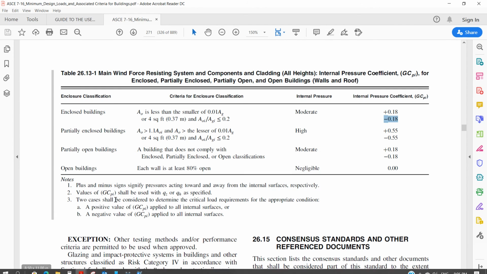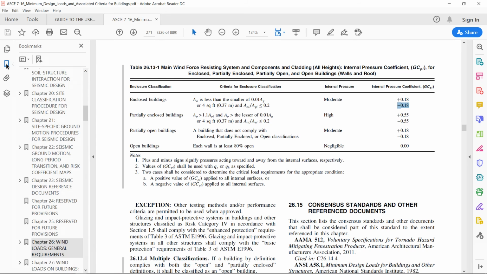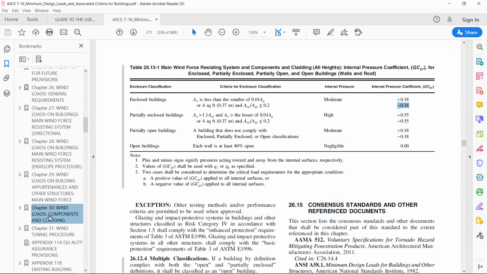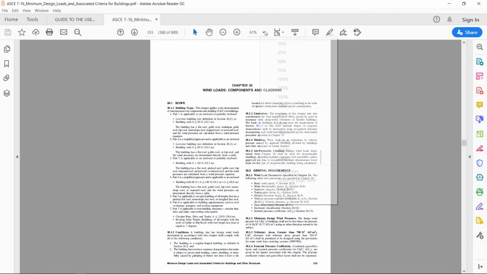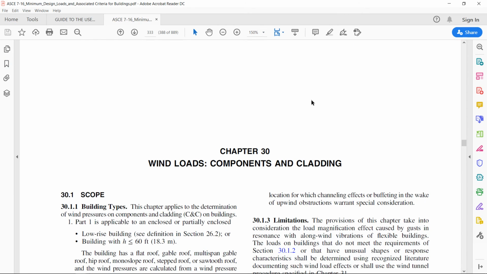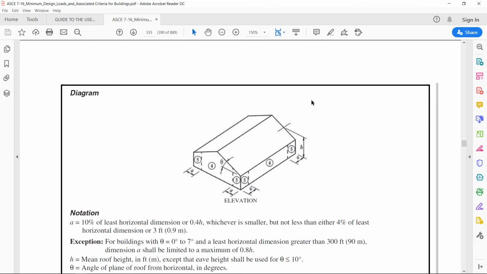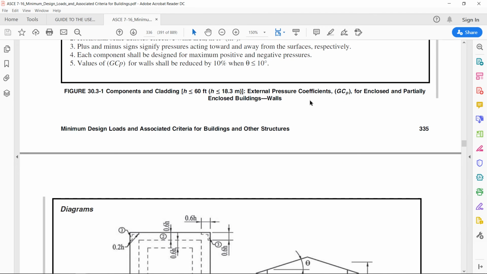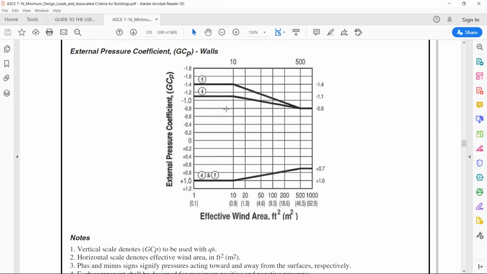Let's go to 30.3-1, component and cladding. Let's go to figure 30.3-1. So this is the figure 30.3-1, component and cladding for height less than 60 feet, external pressure coefficient, that is GCP, for enclosed and partially enclosed building, and this is for walls. So here are the figures.